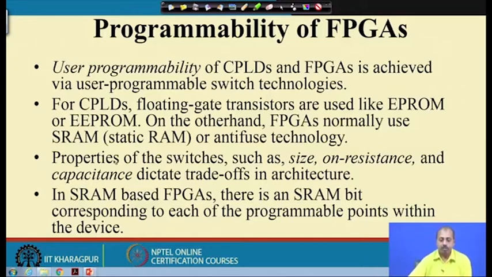FPGAs normally use static RAM or anti-fuse technology. Of course, there are FPGAs that use floating gate as well, but many of them use static RAM or this anti-fuse technology. So, properties of the switches such as size, on resistance and capacitance dictate the trade-offs in the architecture. These switches are coming as extra. We need them for programming the device, but they do not participate in forming the logic part of the design. As a result, they are overheads, you can say.